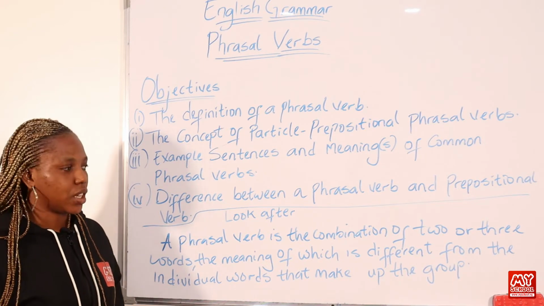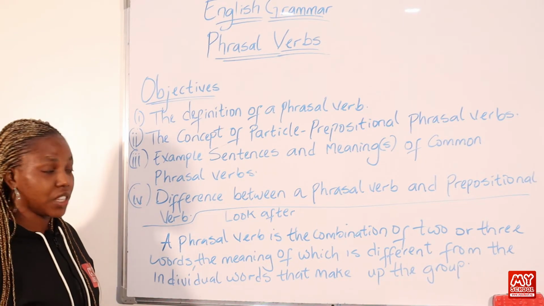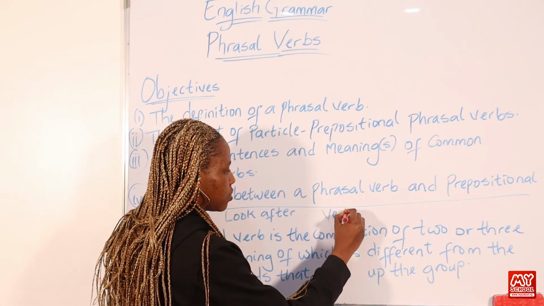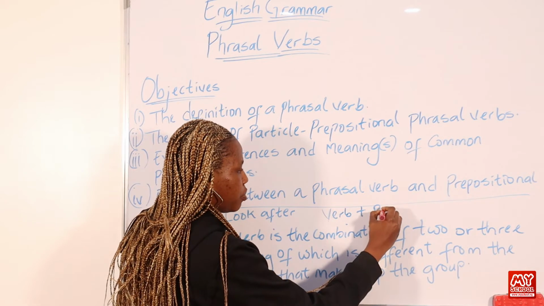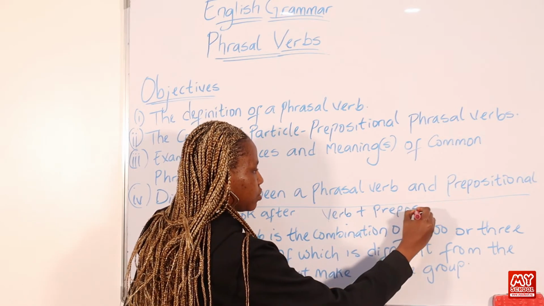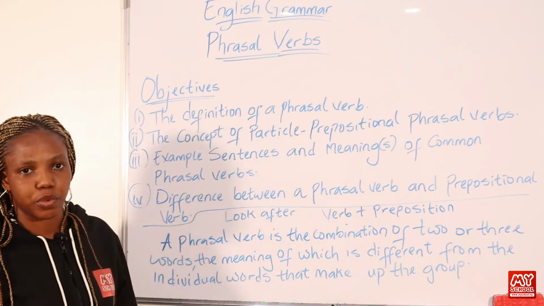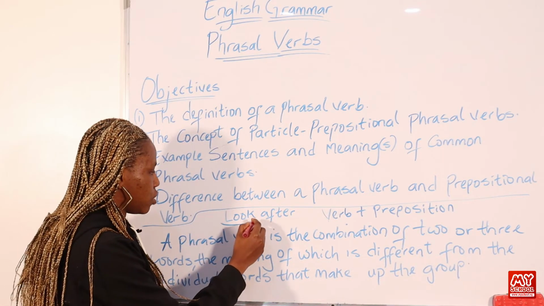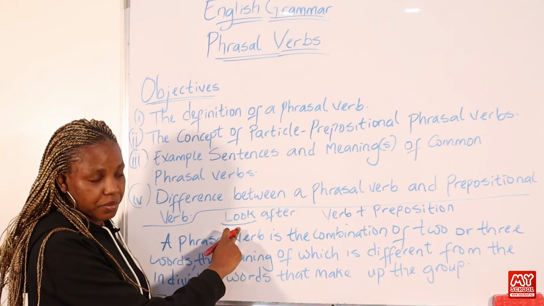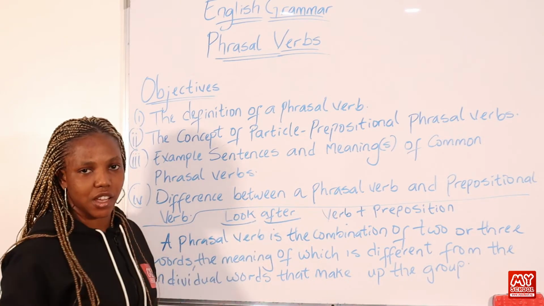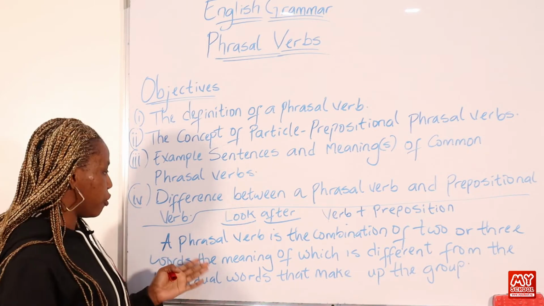Okay, now what's the formula for a phrasal verb? It is usually verb plus a preposition. Verb plus preposition. So we can see look here looks like a verb and after a preposition, but here it is a phrasal verb. Now that's the combination of a phrasal verb.